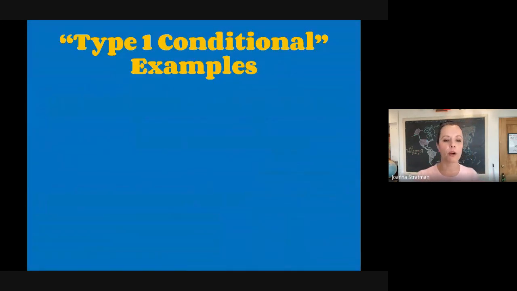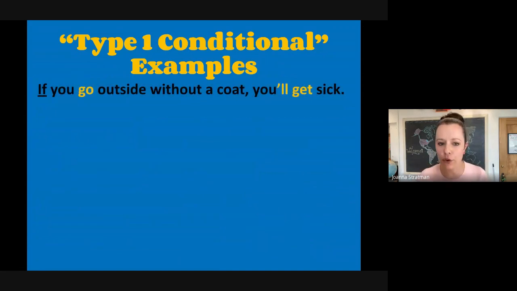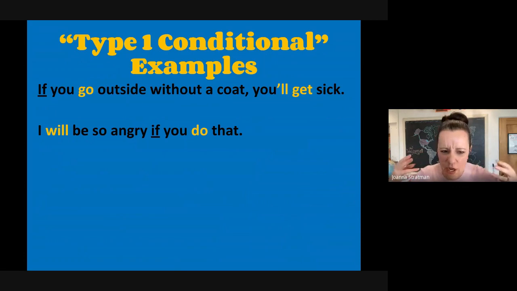Let's look at a few more examples. If you go outside without a coat, you'll get sick. I will be so angry if you do that. In this sentence, remember, sometimes we switch the parts of the sentence around. In this case, if is in the middle of the sentence, which means that the part with the future is at the beginning. And in this case, you do not need a comma.